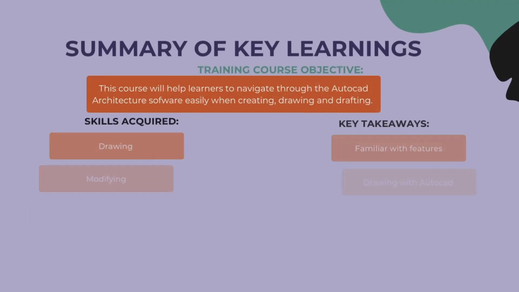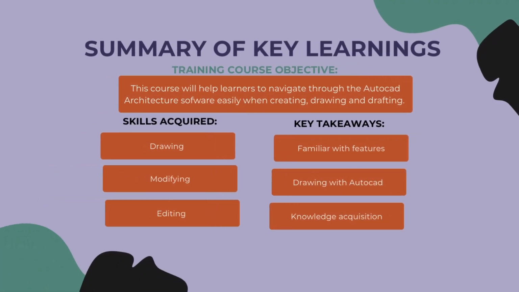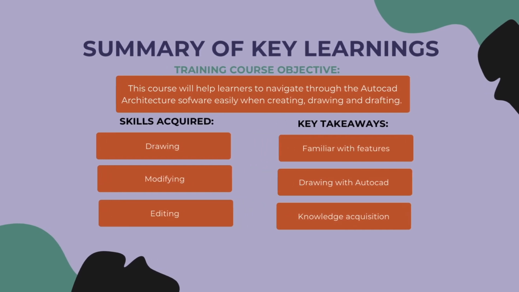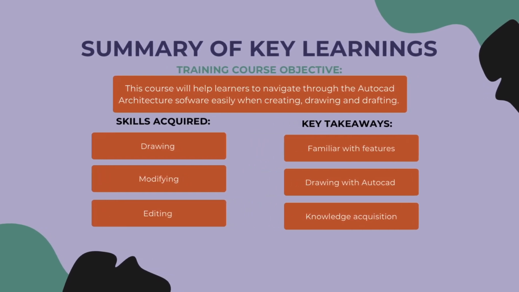So, for our summary of key learnings, we already know that the course objective is to help learners to navigate through the AutoCAD architecture software easily when creating, drawing, and drafting. We're going to acquire some skills like drawing, modifying, and editing with the AutoCAD architecture application.